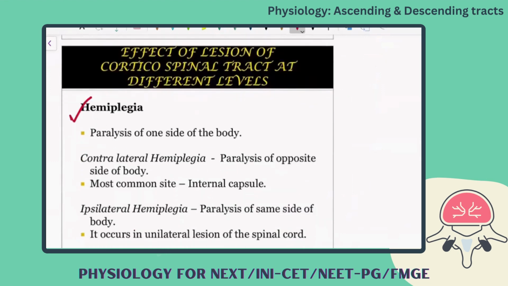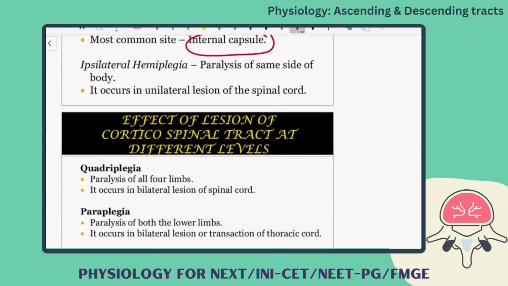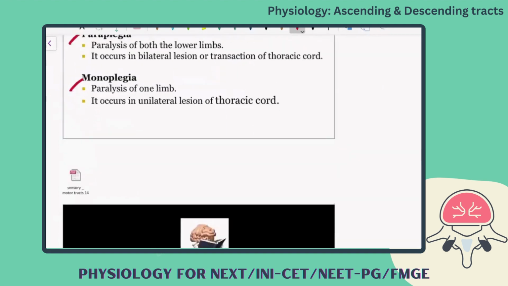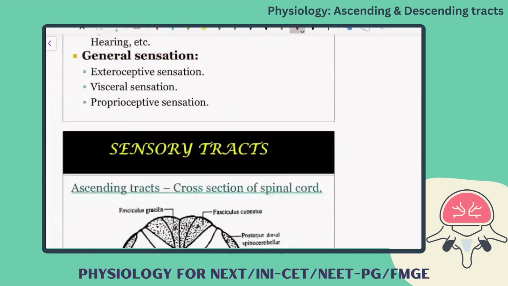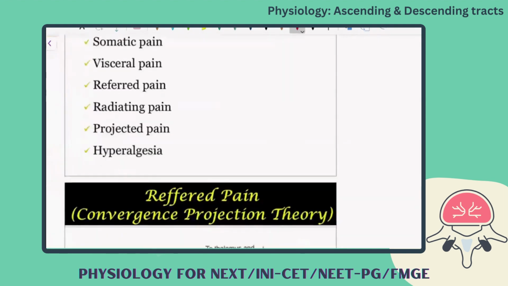Hemiplegia occurs because of a lesion in the pyramidal tract. Okay, paralysis in one side of the body. Contralateral hemiplegia, on the opposite side. The most common location where you will get a lesion in the pyramidal tract is the internal capsule. Remember that always. Okay, clear? And the other things, quadriplegia, paraplegia, monoplegia, depend upon the number of limbs having loss of function. This one done. So up to this, the sensory and the motor tracts are completed.